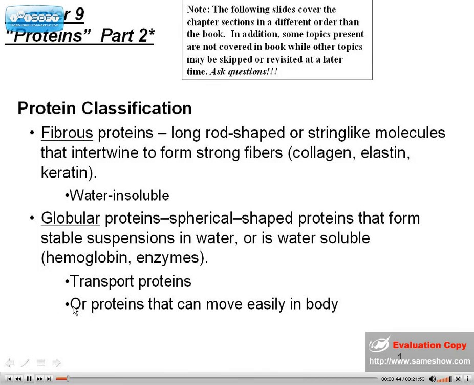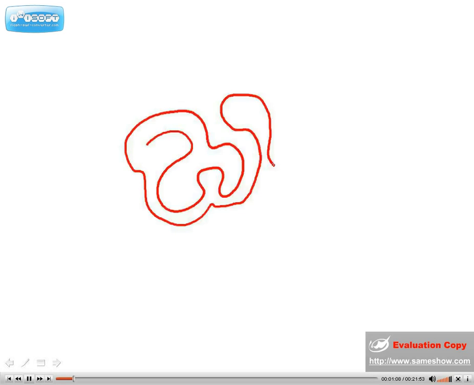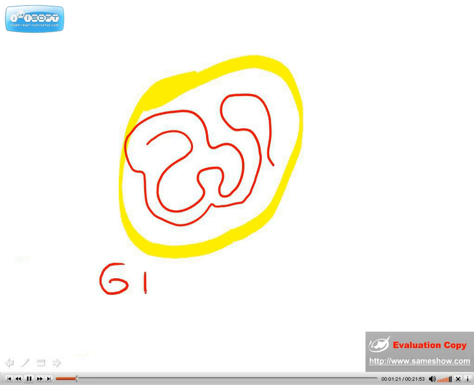In general, we like to classify proteins, make it easier on ourselves. This is one way we can classify them. Are they overall fibrous or are they globular? So for example, if I give you a protein that has this overall shape here, you can tell that it's roughly globular or spherical shaped. See how it's roughly in a sphere. So we call this a globular protein.